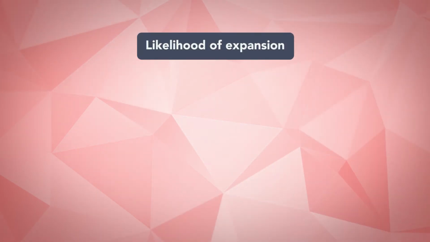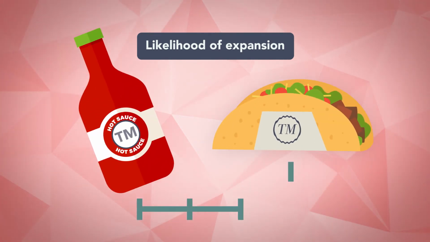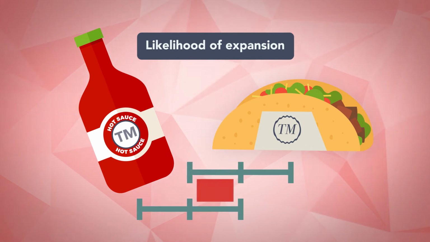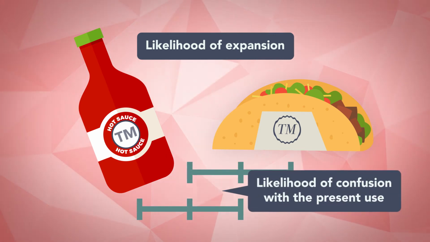Finally, the likelihood of expansion should be considered. If the parties are not direct competitors, but there is a strong possibility that one will expand to compete with the other, then this possible expansion weighs in favor of finding a likelihood of confusion with the present use.